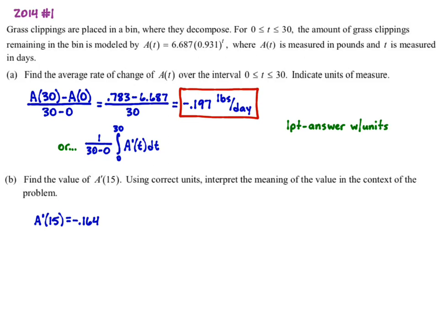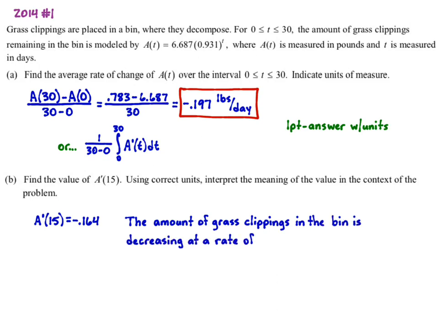So remember, when we have an interpretation, there's always 4 parts. What is it? What is the value? What is the units? And then what is the time or the time interval? In this case, because we're talking about A prime, and A is the amount of grass clippings, then A prime is going to be the rate of grass clippings, if you would. So we would say the amount of grass clippings is decreasing at a rate of 0.164 pounds per day when t equals 15 days.